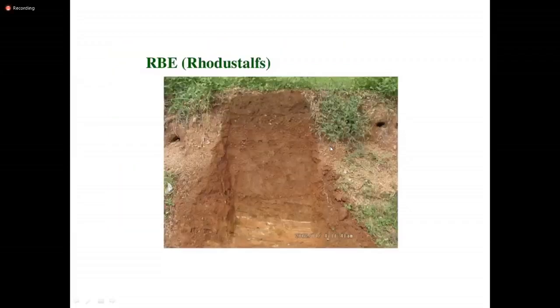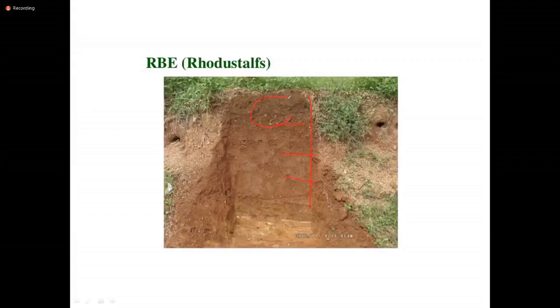So how can we assess the soil profile? We can make a vertical cut and see the layers, the horizons. You can study this in soil chemistry. So we make a vertical cut and identify the A horizon, B horizon, and C horizon. Like that, we can study the vertical profile of the soil.